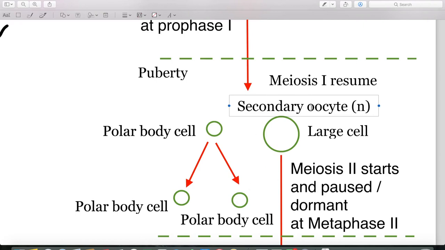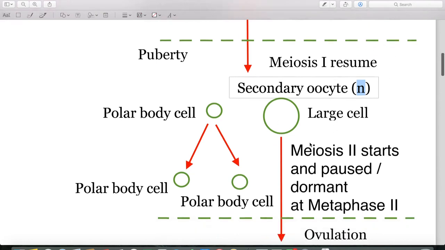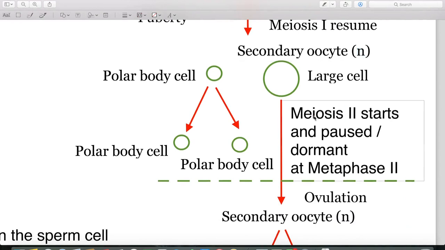Now, the secondary oocyte formed after the completion of meiosis 1, the large cell, is already a haploid number because you have completed meiosis 1. The diploid number of the primary oocyte drops down to the haploid number of the secondary oocyte. This large cell now goes through meiosis 2, but again it is paused, at metaphase 2 this time. It becomes dormant at metaphase 2 and doesn't continue meiosis 2.